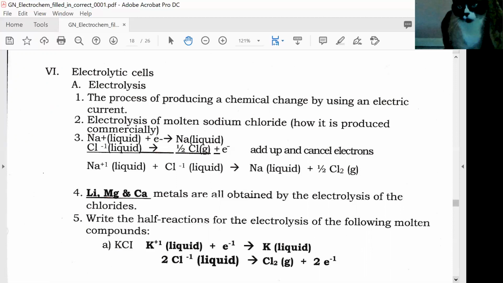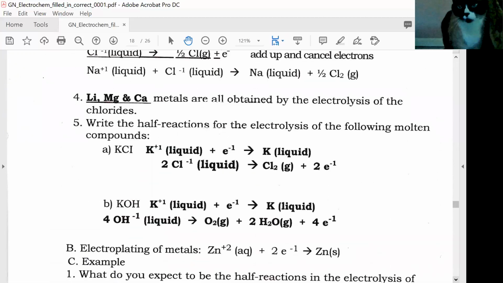So this question is asking you to write the half reactions for the electrolysis of the molten compounds. So this is the compound, so it would be potassium ion liquid plus 1 electron goes to potassium atom liquid. And then 2 chloride ions liquid would go to chlorine molecule gas plus 2 electrons. This is not asking us to balance, so we'll just leave like this.